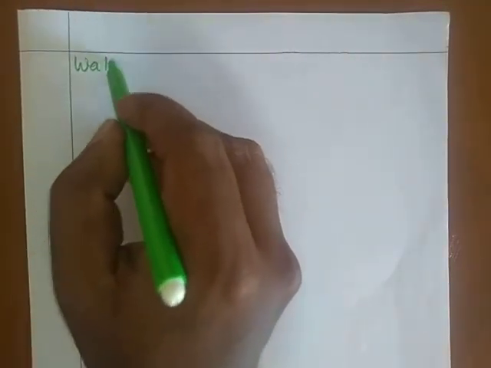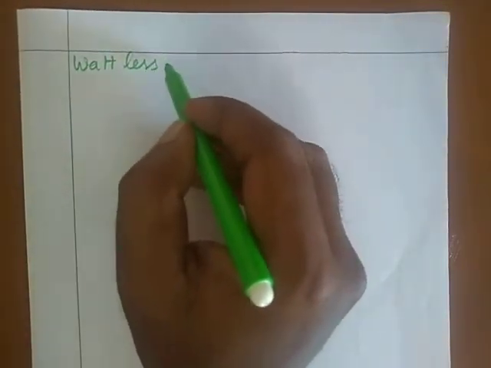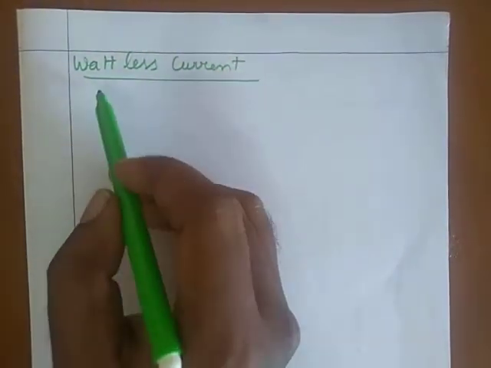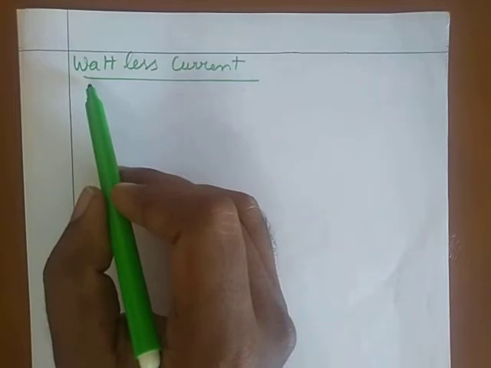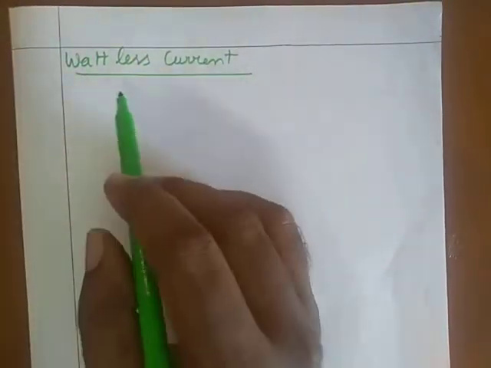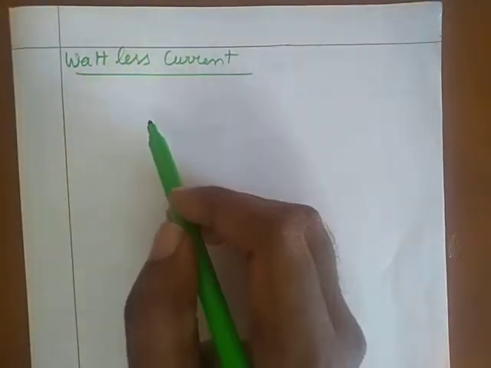Wattless current. Okay, that means watt. We know watt is a unit of power. Here for this current the power will be 0. Okay, that is a thing that we explain with the help of an AC circuit.